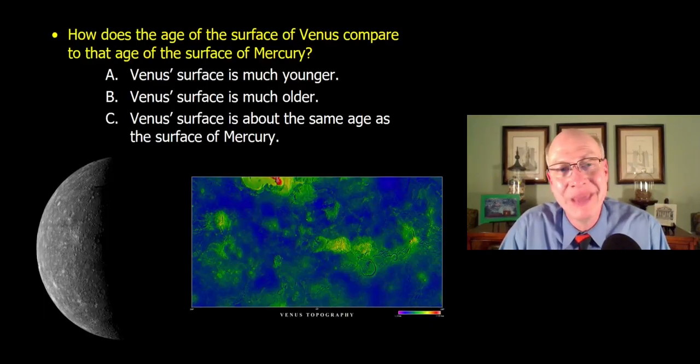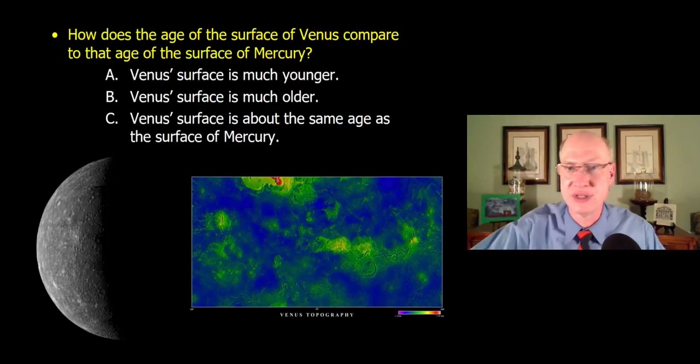And I want you to tell me how the age of the surface of Venus compares to the age of the surface of Mercury. Is Venus's surface much younger? Is Venus's surface much older? Or are they about the same age? Go ahead and take 10 seconds and answer this question.